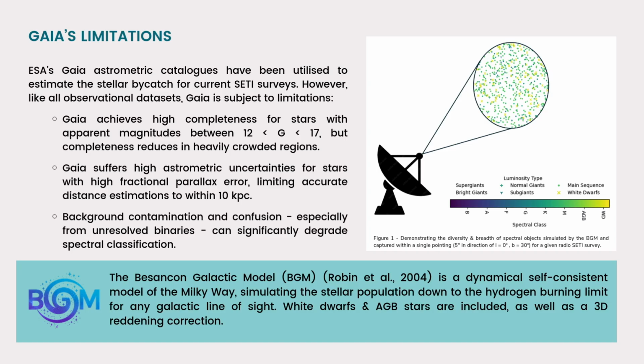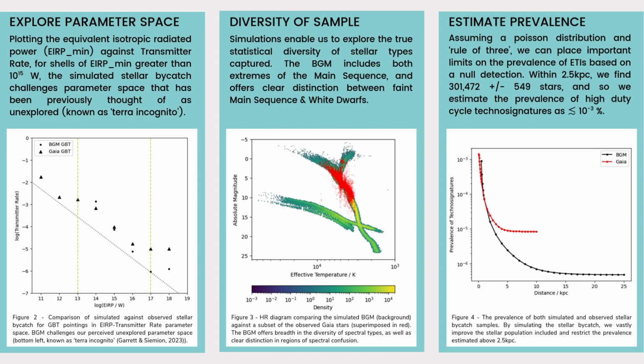We find three predominant advantages to this approach. The first being that this improves on the transmitter rate limits, especially at high minimum equivalent isotropic radiated powers. And this challenges the parameter space we'd previously thought was unexplored by this survey.